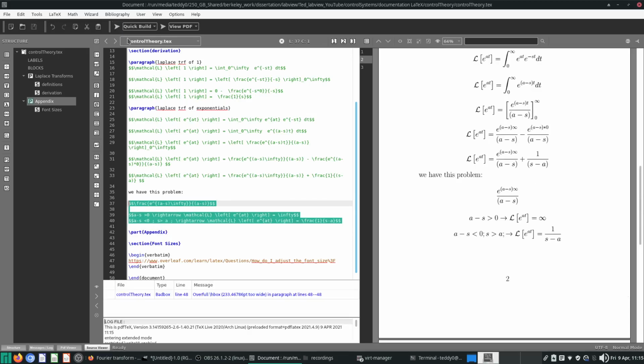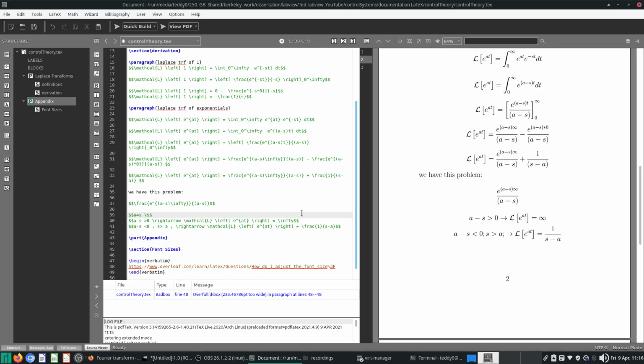So we'll have this problem. Okay, we are trying to solve this term. There are a few cases here, right? If a is equal to s, you have a 1 divided by 0 problem. So it doesn't really matter.